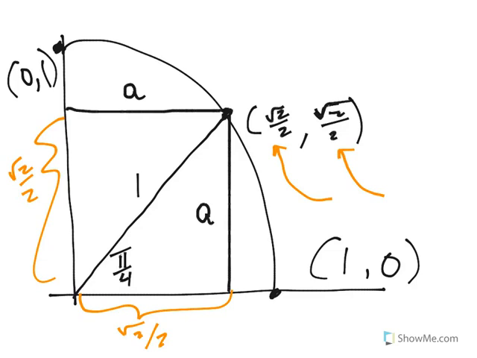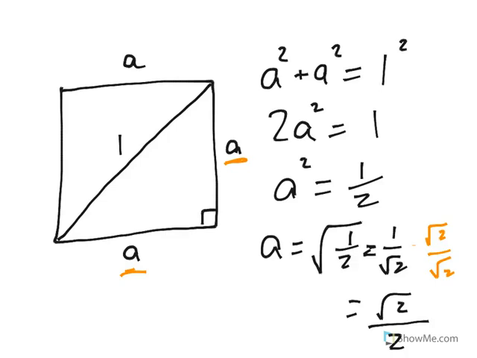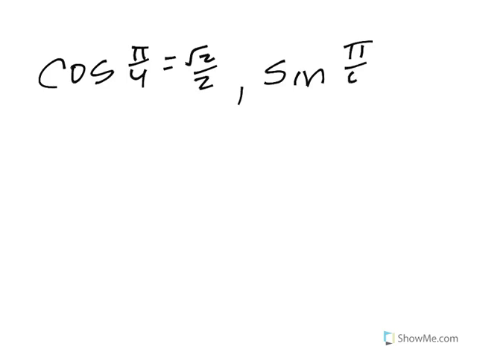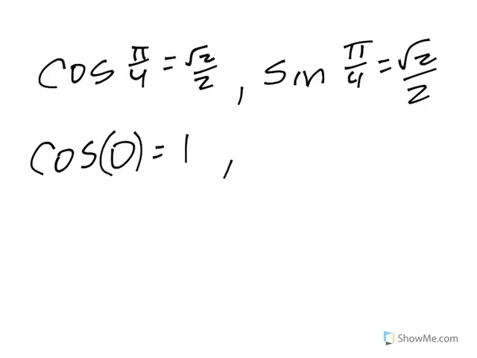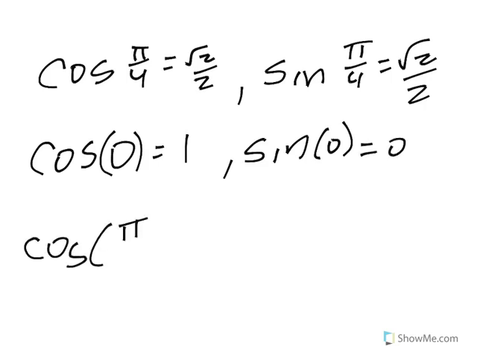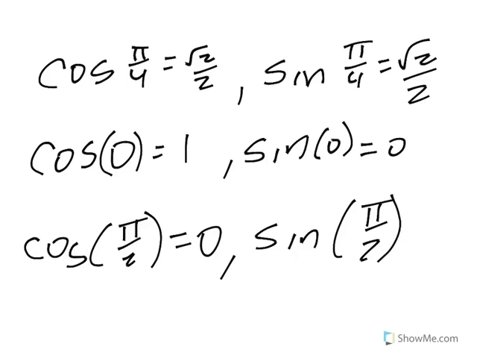Okay, let me summarize that. So we have quite a bit of stuff so far. Just now we saw that the cosine of pi over 4 is square root of 2 over 2, because the x-coordinate is square root of 2 over 2, and also the sine of pi over 4 is the square root of 2 over 2, because the y-coordinate of that dot was square root of 2 over 2. Put that together with what we knew before. Cosine of 0 is 1, sine of 0 is 0, cosine of pi over 2 is 0, and the sine of pi over 2 is 1.